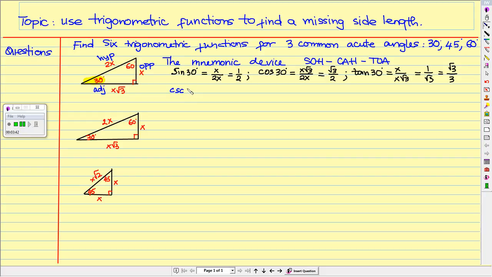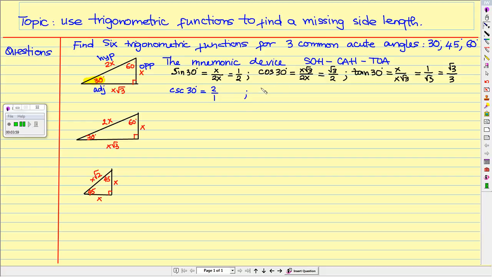Cosecant, the shortcut to write it, of 30 degrees is. So what you're going to do is just go ahead and flip the fraction. Reciprocal means you flip the fraction, so now it becomes 2 over 1. So we're done with cosecant. Move on to the next one.